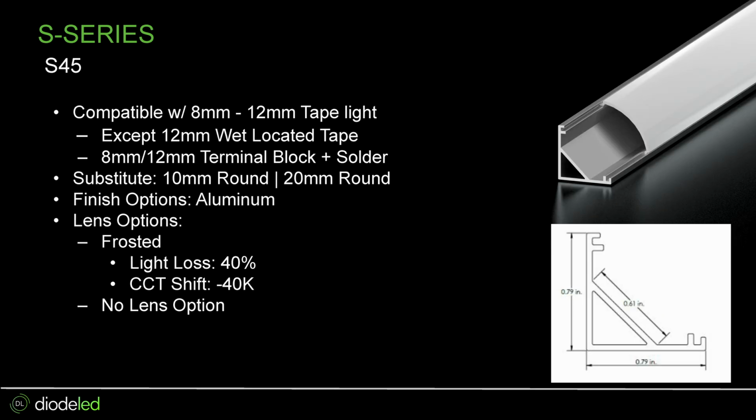It's one of my favorite angled channels. It has this beautiful rounded lens to it, so it gives you this really amazing scattering property where you have good scattering of diffusion all throughout the surface area. Our lenses that we use is a polycarbonate lens that has an extremely low CCT shift.